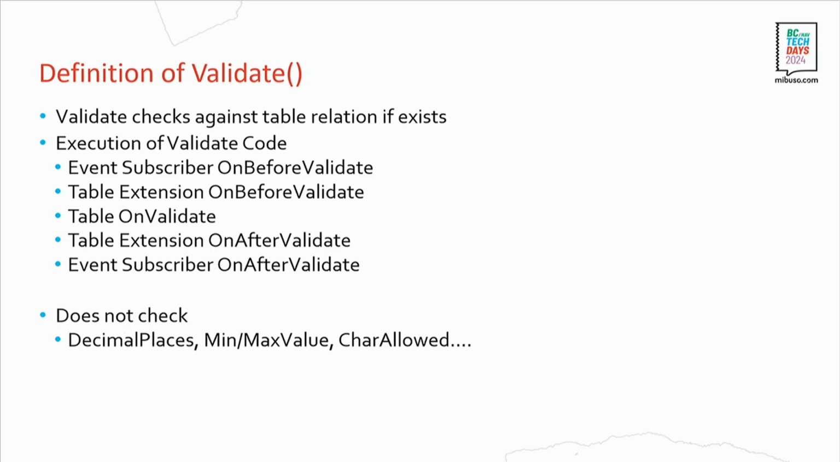We went through this list of decimal places, min-max values, chars allowed and all, and looked into what really gets checked when we call a validate, and it turns out really only the table relation and the validate triggers. Those other properties seem to be valid only for user interface validation. So when a user enters something on a page, then you get those checks as well, but from code, they're not executed.